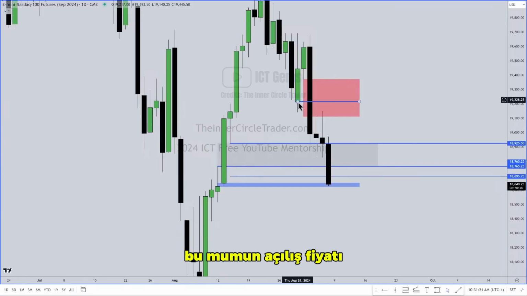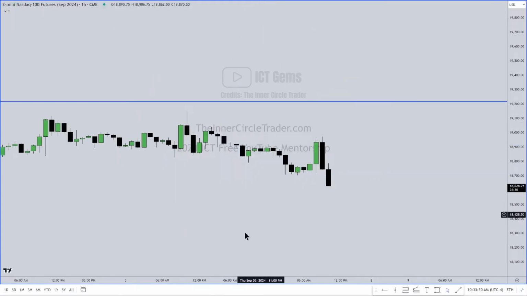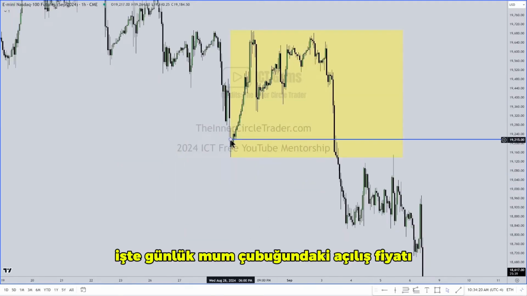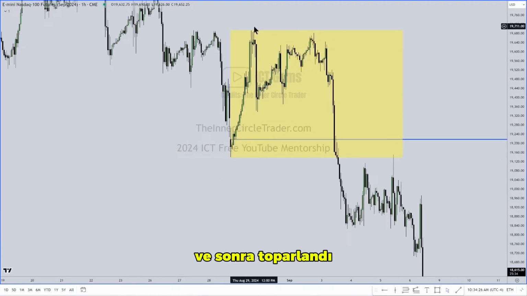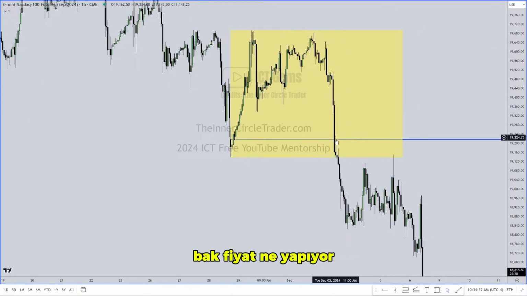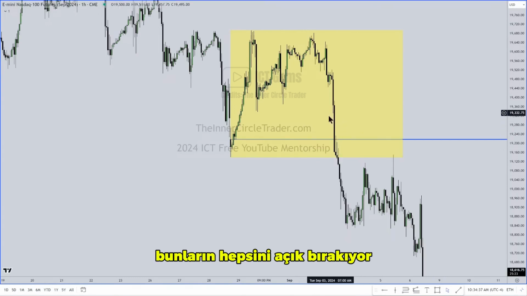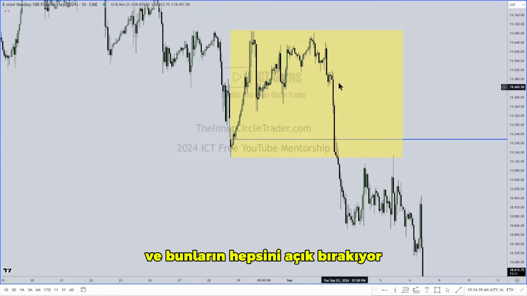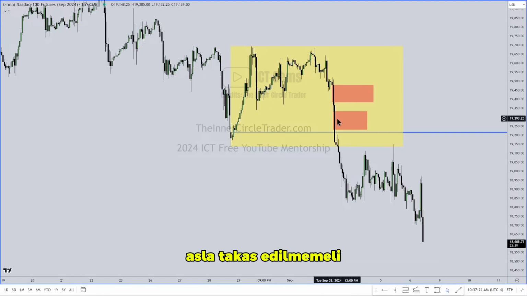This candlestick, that opening price, we're drawing that out in the future. So if we drop back down to a 60-minute chart, here's that opening price on that daily candlestick, that little movement to the downside, and then it rallied up. And then we had that rollover on Tuesday. Right at this moment here, look what price is doing. It's opening and trading right back up to it. It's leaving all of this open, and it's leaving all of this open. So this inefficiency right here, and this inefficiency, should never be traded to.